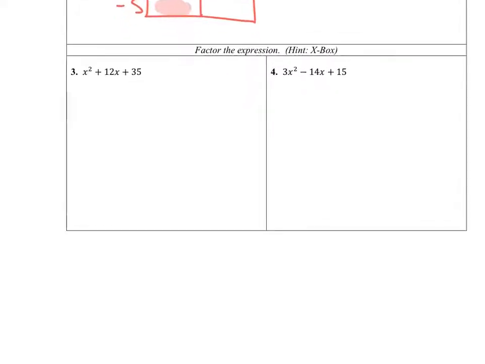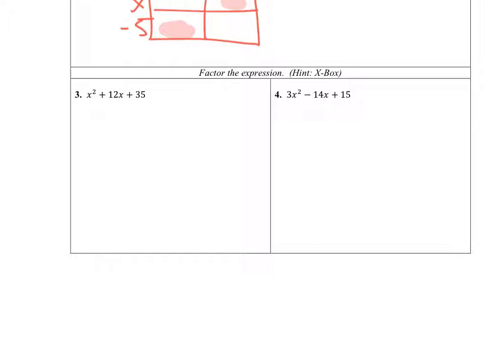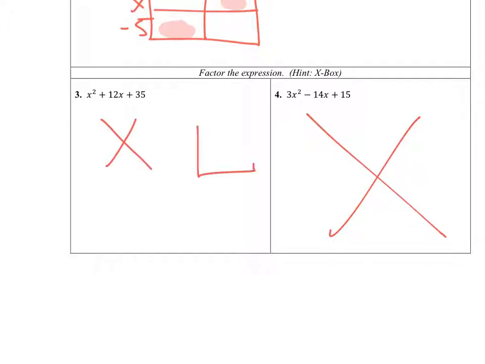Down below here, we're just going to do number 3. We are not doing number 4. So again, you need to make the x box. Make your x, and then make your box. Remember, the first box here is the first term, and the last box is the last term. Okay? And up here, in your x, this is going to be 35 and 12.